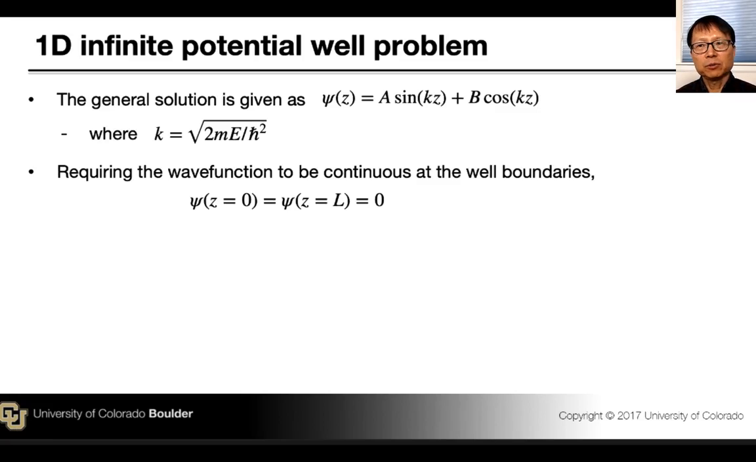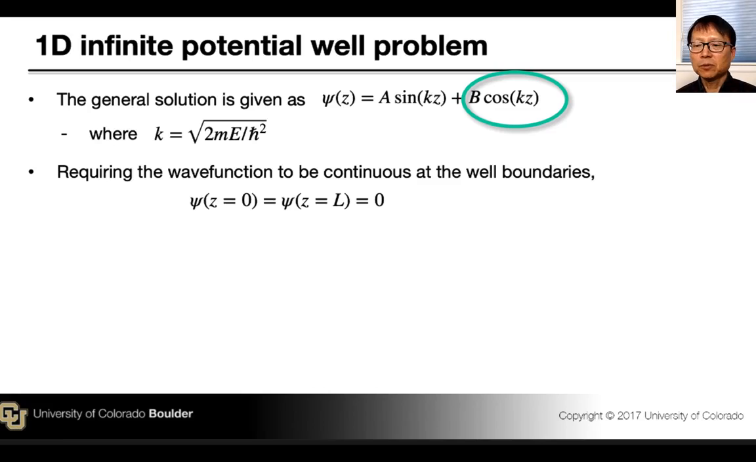Outside the potential well, we require the wave function to be 0, and therefore, at z equals 0 and at z equals L, our wave function, given by the sine and cosine functions, should be 0 in order for the wave function to be continuous across the entire space. Now, the first condition, psi of z equals 0 to be 0, gives us that the constant B multiplied to this cosine function must be 0, because the cosine function cannot be 0 at z equals 0.